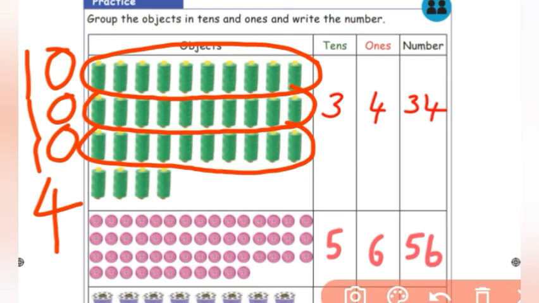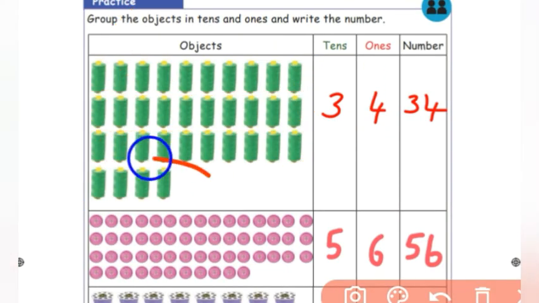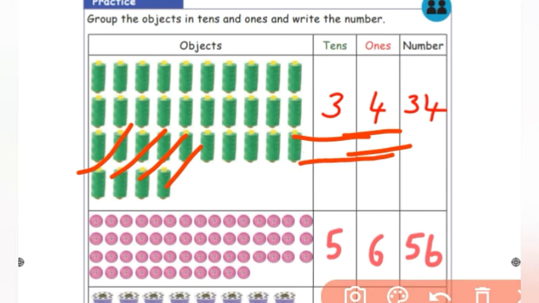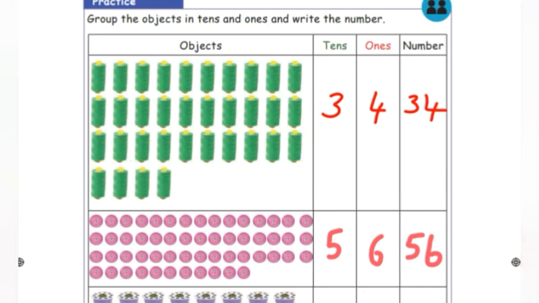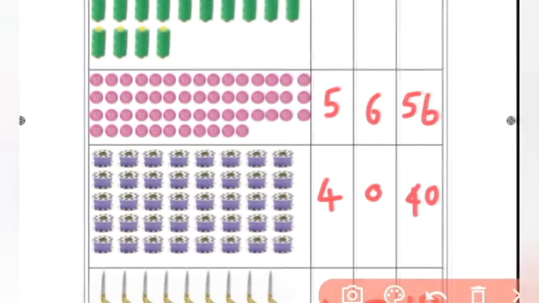Now tell me how many tens we have? 1, 2, 3. 3 tens. We have 3 tens. And how many ones? Ones we have only 4. 1, 2, 3, 4. So you have to write here 4. 3 tens and 4 ones. The number is 34. See next, they given buttons here.